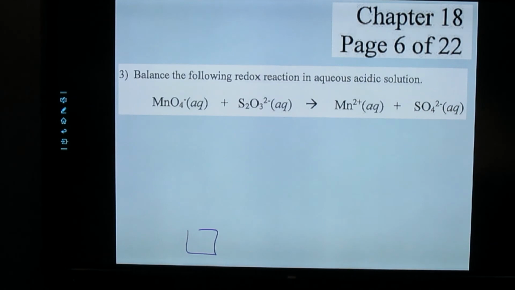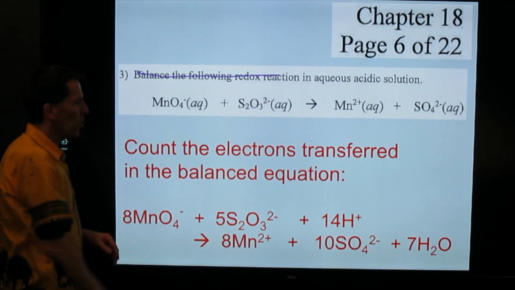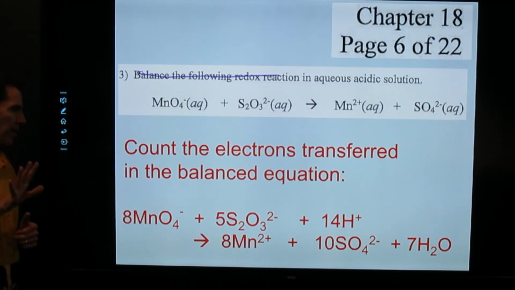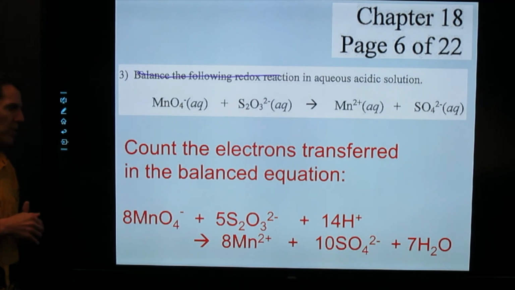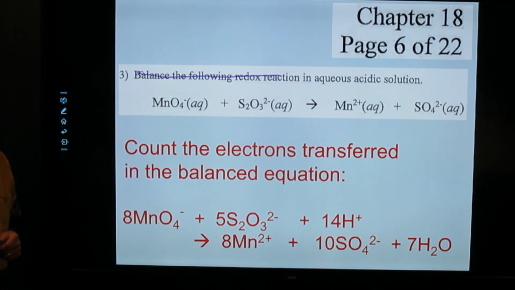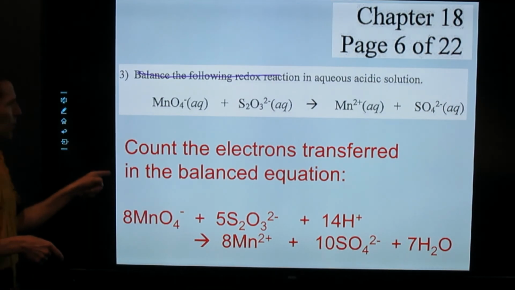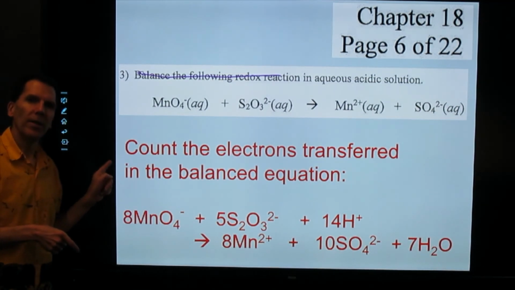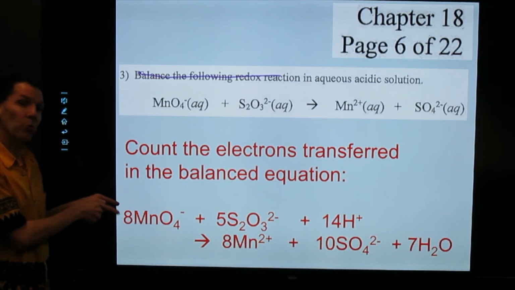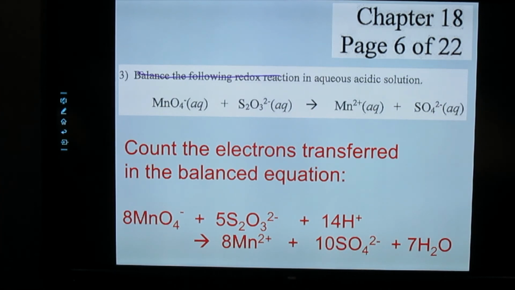Number 3, also, don't worry about balancing it. I'm going to give you the balanced equation right here. It's in red here. There are 8 MnO4 minuses that react with 5 thiosulfates. You have 14 H pluses in there. 8 manganese 2 ions again. 10 sulfates, 7 waters. The key for you is to count the electrons transferred in the balanced equation. You'll see on the next slide, these will be extra credit problems for chapter 18.